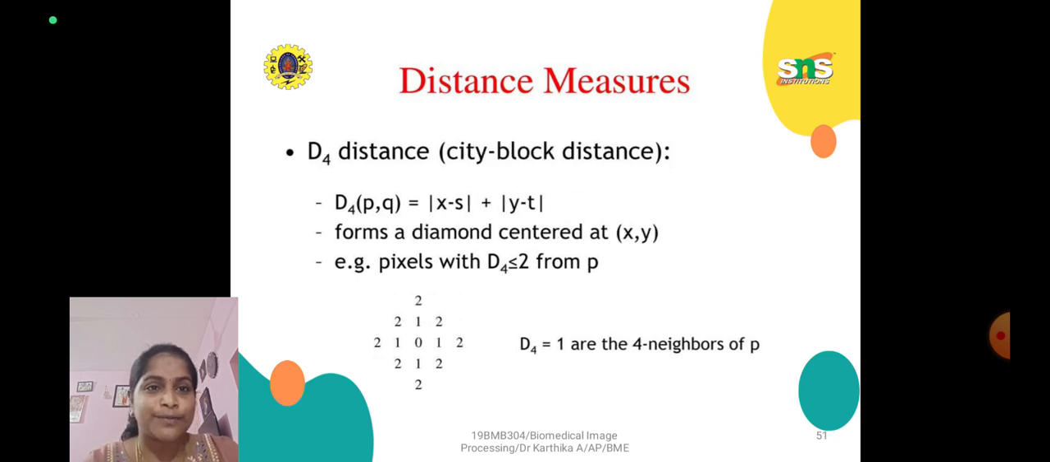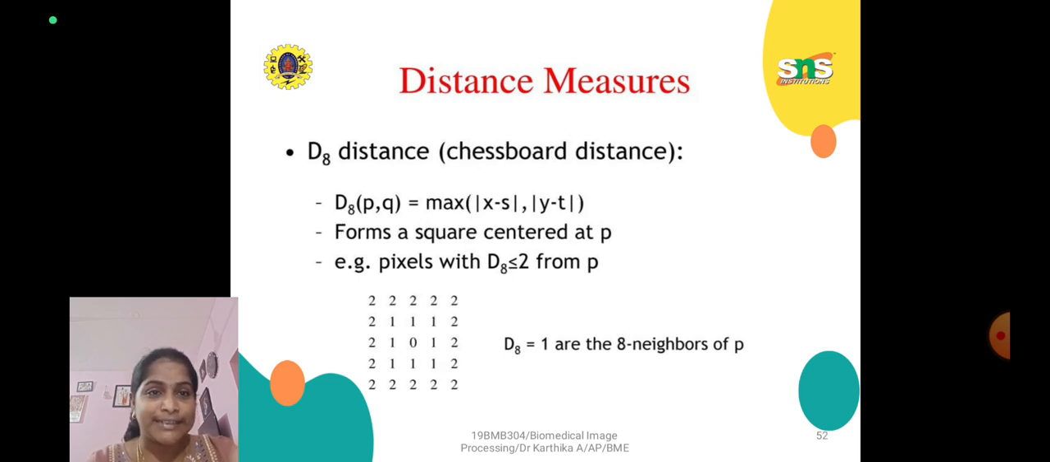See the previous one. D4 distance, city block distance, forms a diamond centered at x,y. Here D4 equal to 1 are the 4 neighbors of P. Here D8 forms a square centered at P, and D8 equal to 1 are the 8 neighbors of P.